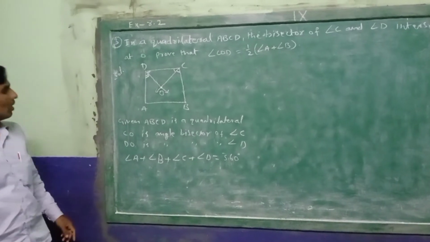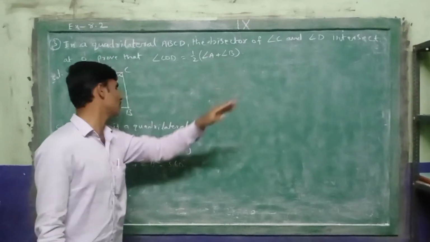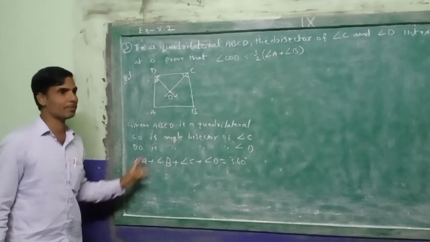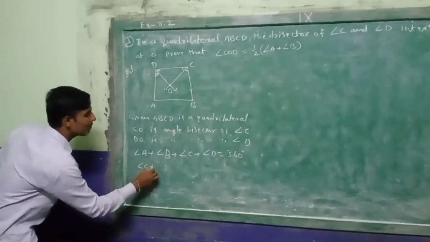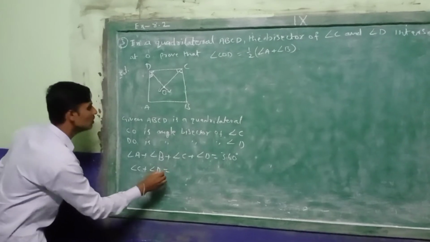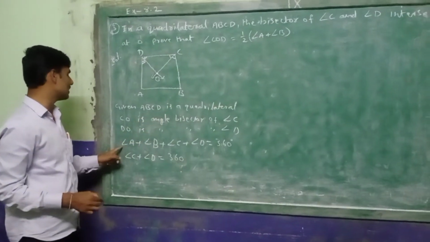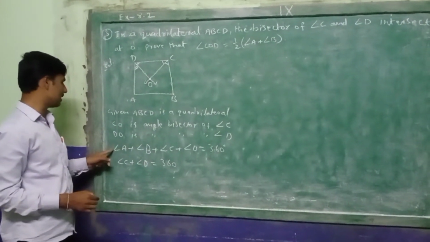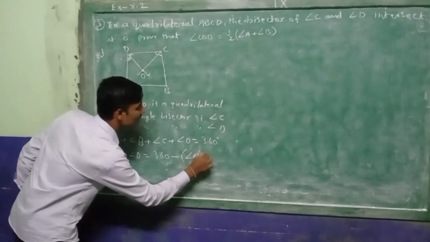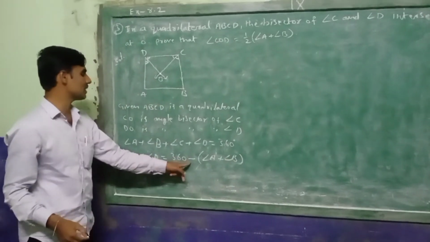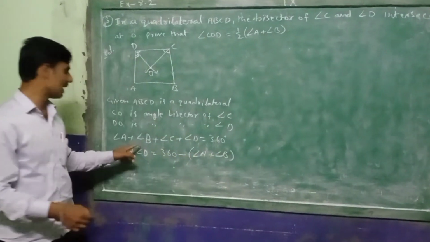Okay. Now see here, which ones are there? Angle A and angle B. We transpose these to that side. Angle C plus angle D equals 360 minus this one, and both I am sending that side. Here plus becomes a minus. So I am writing minus of angle A plus angle B. So I am taking minus common: minus into angle A plus angle B.